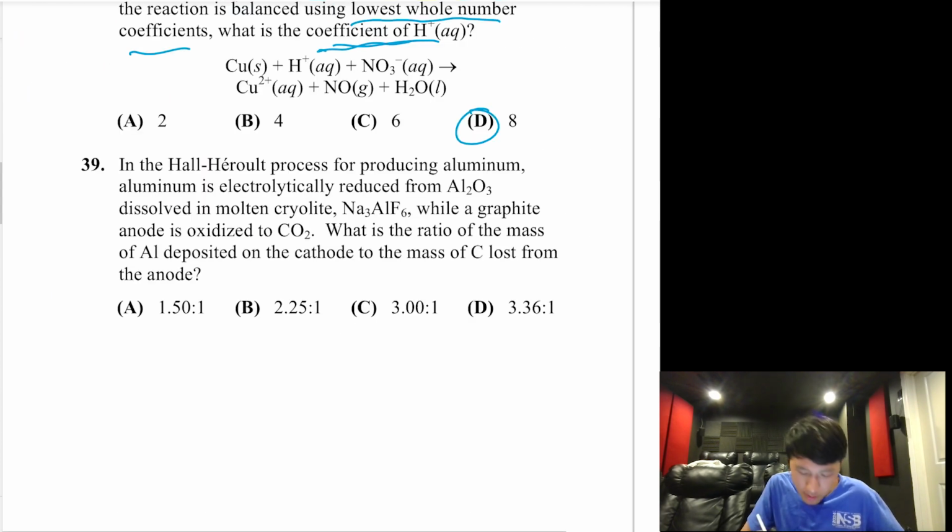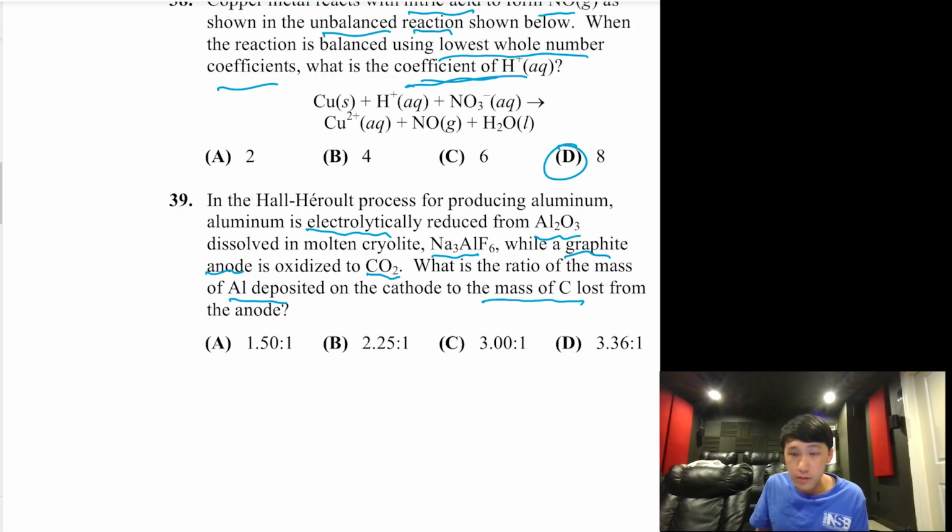Problem 39. In the Hall-Héroult process for producing aluminum, aluminum is electrolytically reduced from Al2O3, dissolved in molten cryolite, which is this, while a graphite anode is oxidized to CO2. What is the ratio of the mass of Al deposited on the cathode to the mass of C lost from the anode? So I think the best way to start this problem is by writing out the balanced redox reaction.